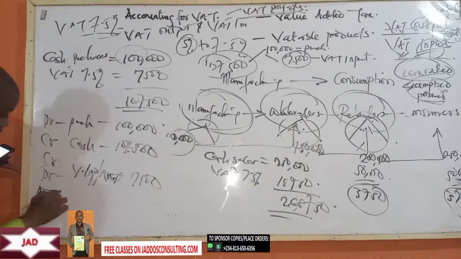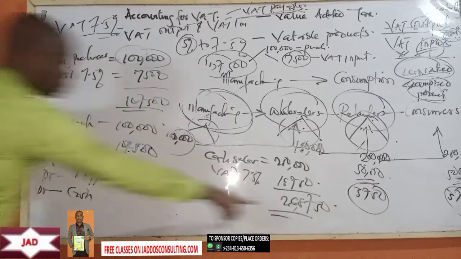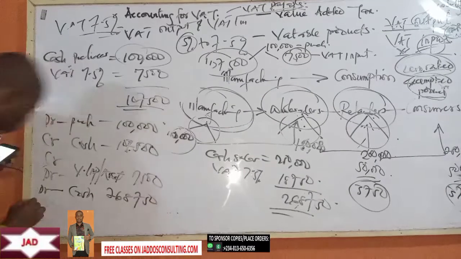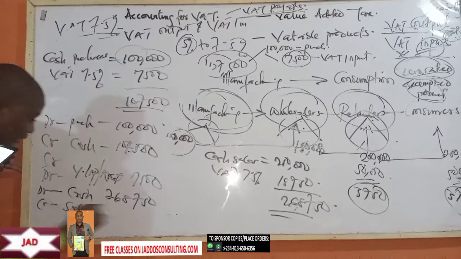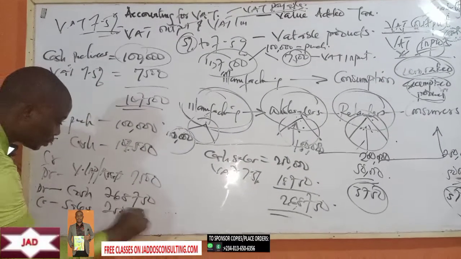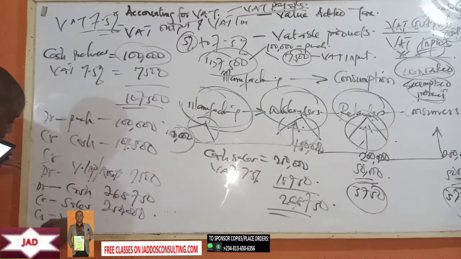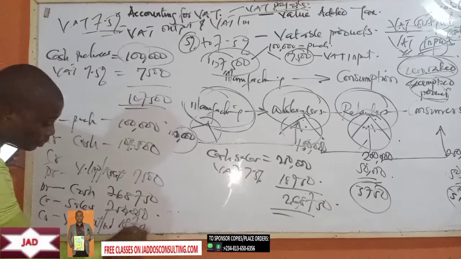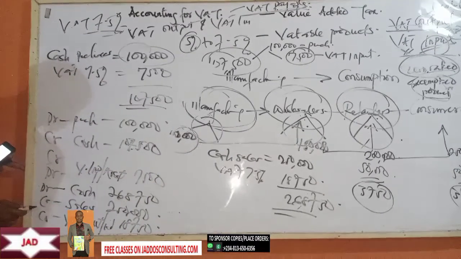It's cash sales, so you're debiting your cash. What comes into your cash is 268,750. Then you credit your sales. What's the sales value? 250,000. And then you credit your VAT output, or VAT liability, with how much? 18,750. So you have these two credits here.